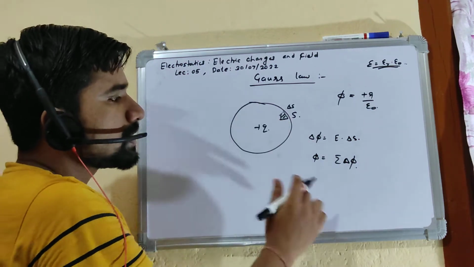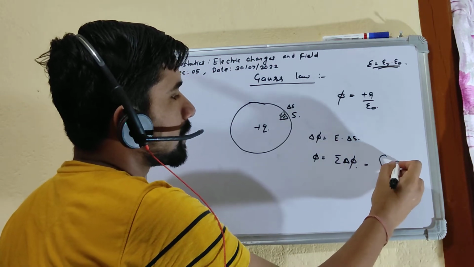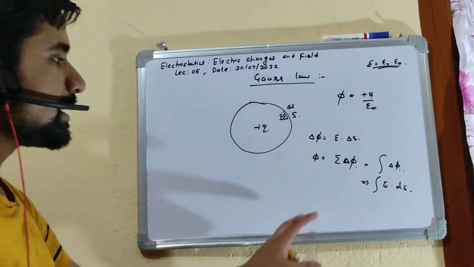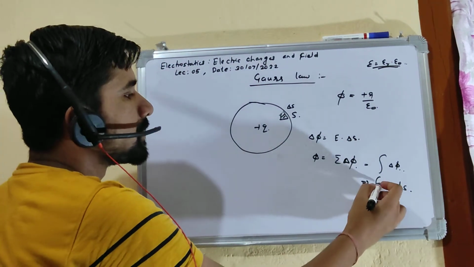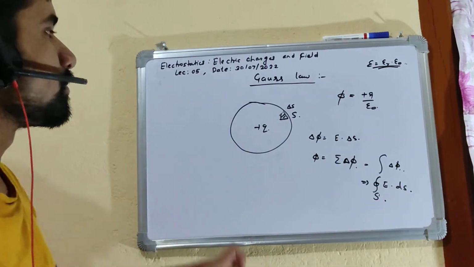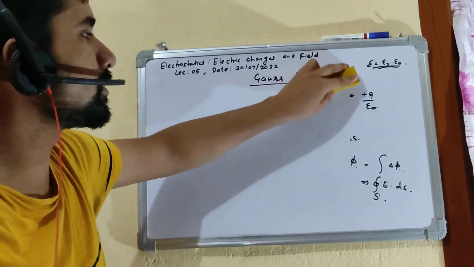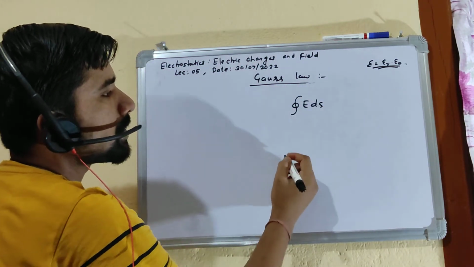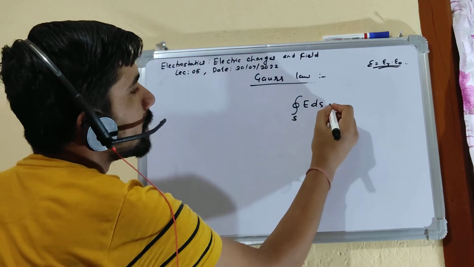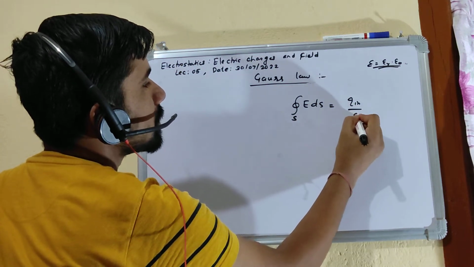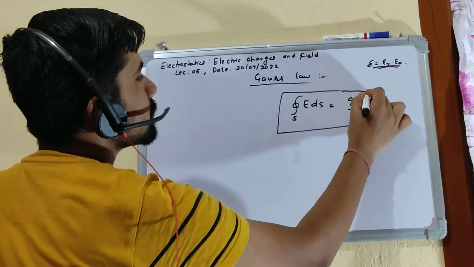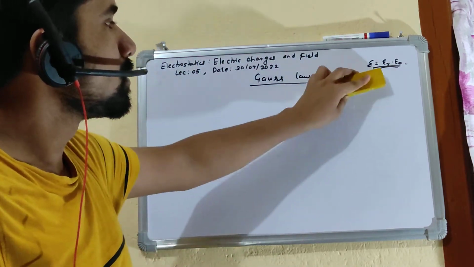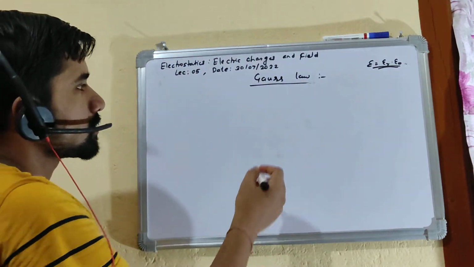This is a continuous body, so it will be the integration of delta phi, which is the integral of E dS. When it is evaluated along a closed surface, we call it a surface integral. So the expression for Gauss law is the closed integral of the electric field component along the area, given by the charge enclosed divided by epsilon naught; that is, the flux is given by the net charge enclosed by epsilon naught.